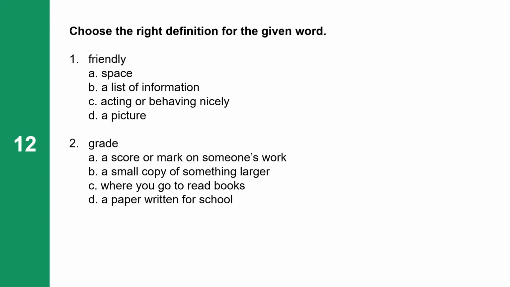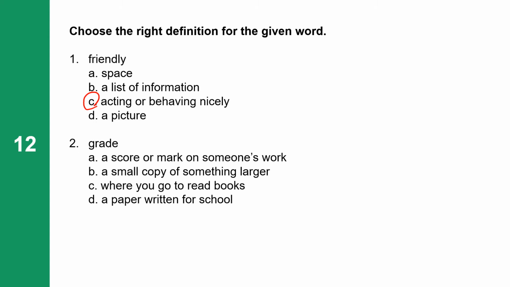Choose the right definition for the given word. Friendly. A. Space. B. A list of information. C. Acting or behaving nicely. D. A picture. Yes, the answer is C. Acting or behaving nicely.